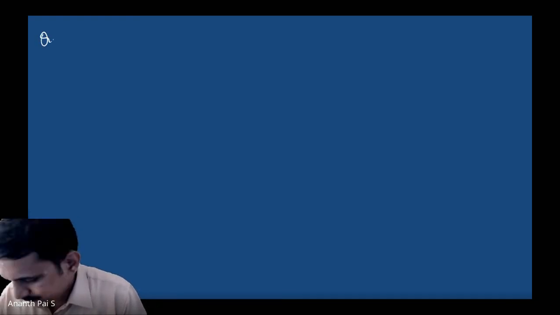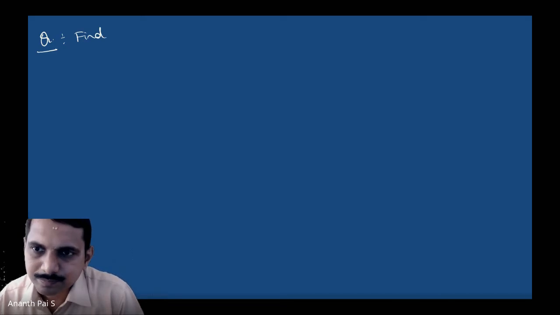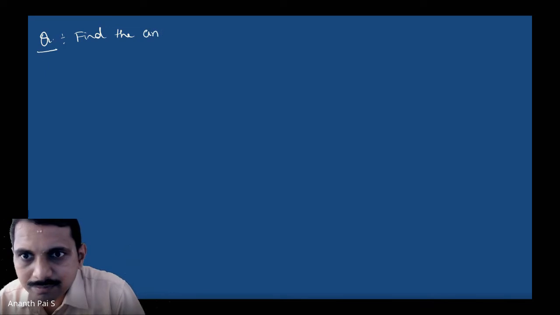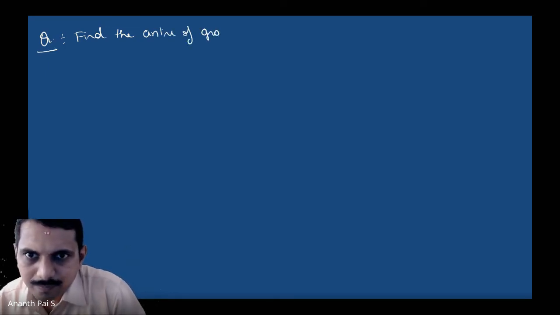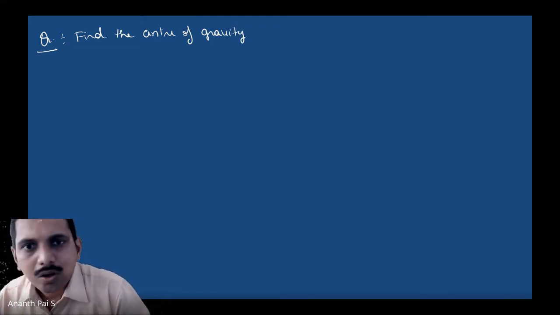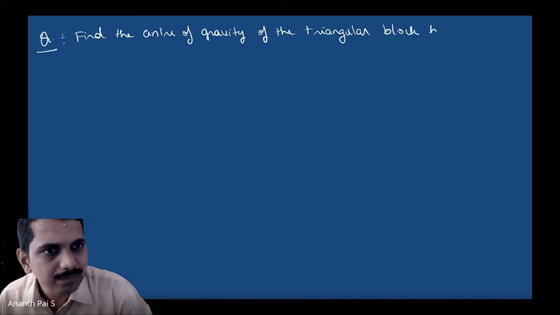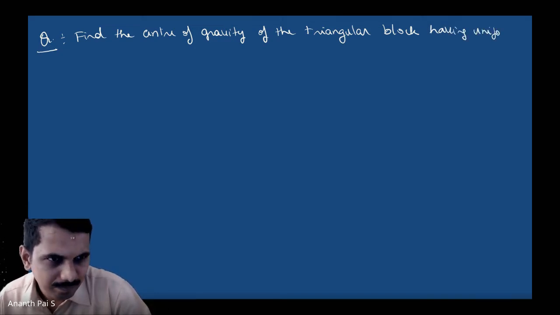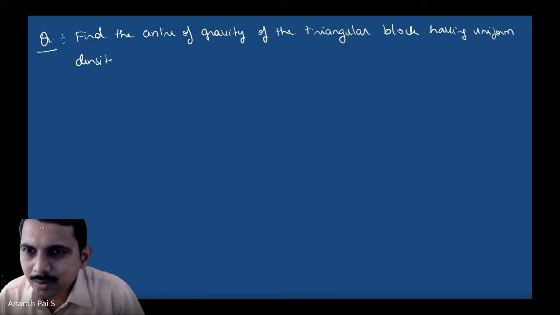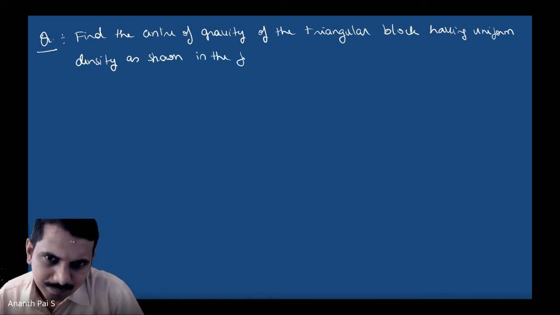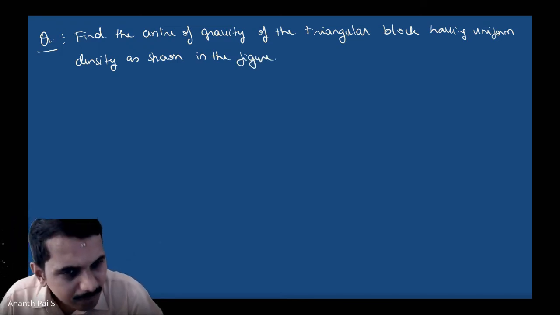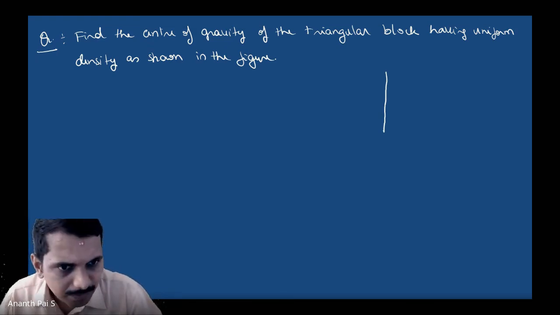Now let us do a problem. The question is like this: find the center of gravity of the triangular block having uniform density as shown in the figure. Online students, I hope you have written these down, correct? Yes, sir.